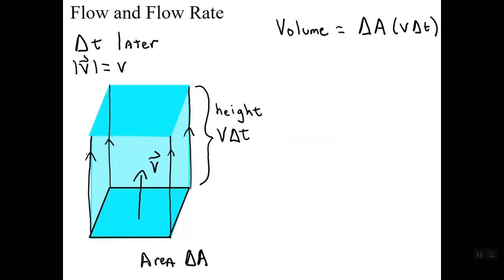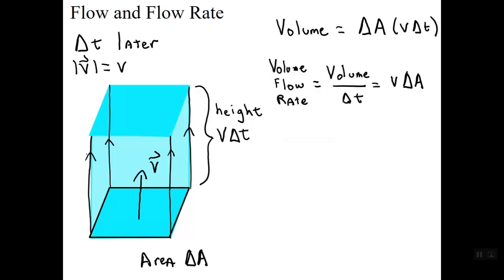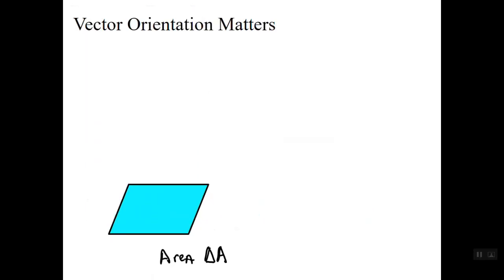Now, the rate at which the volume of fluid is gushing out, the volume flow rate, is the volume divided by delta t, or v times delta A. Now, in doing this calculation, we assumed that the velocity was perpendicular to the hole area delta A. Now imagine we cut a hole in a different container. And when we do this, we see that the water just flows past the hole, like this. That is, the velocity is parallel to the area of the hole.